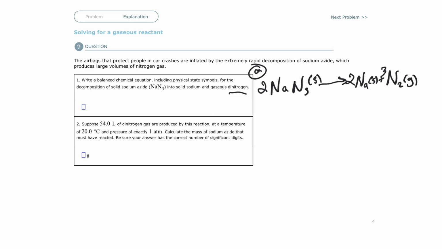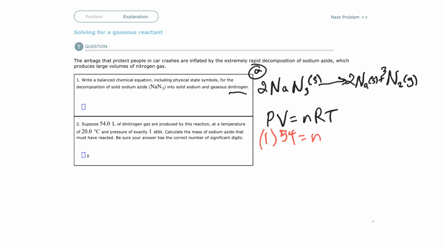Well, if I have PV equals nRT, I'm not going to have mass. n is number of moles. So all I can do is find the number of moles, then go through the periodic table to find out mass. We can do that through the molar mass in a second. All right, so fill in what we know. The volume is 54 liters. The pressure is 1 atmosphere. The number of moles of gas is what we're trying to find.